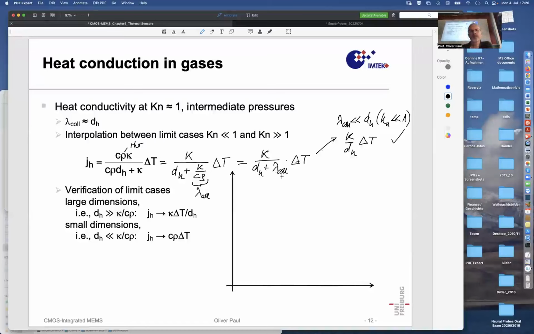And on the other hand, if dH is much smaller than lambda collision, what does that then become? Lambda collision much larger than dH, then we are in the regime of Knudsen numbers much larger than 1. And then the formula becomes kappa over dH. Is that correct? Times delta T. Yeah.